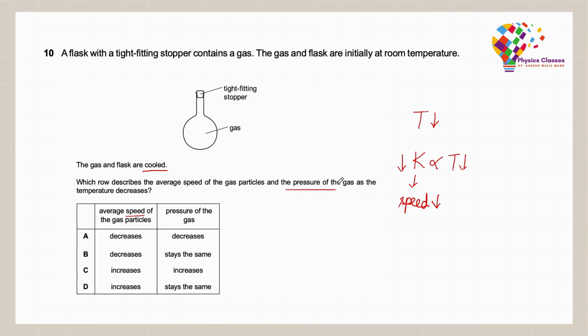Secondly, if you talk about the pressure of a gas, the pressure of a gas is also directly proportional to the temperature, because when we reduce the temperature, the particles have a lesser amount of energy, so they collide less often, or you could say that the collision frequency decreases, and hence the pressure would also decrease. Therefore, option A is the correct answer. The average speed has to decrease and the pressure of the gas also has to decrease.